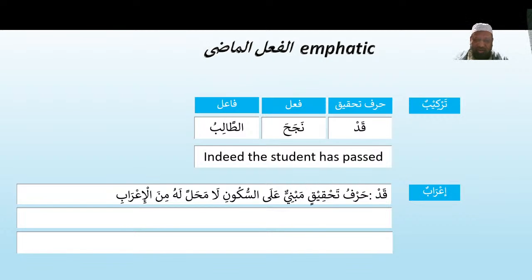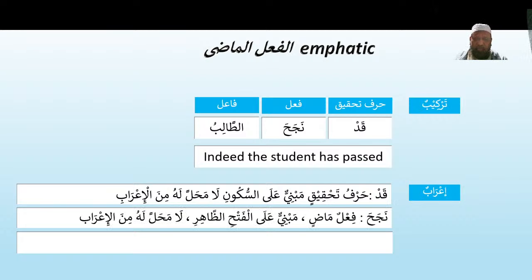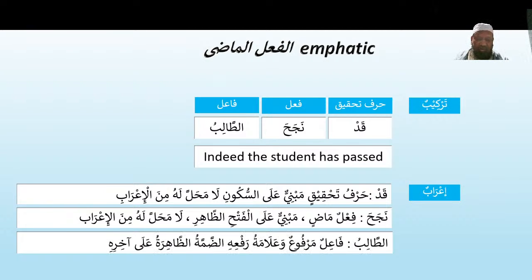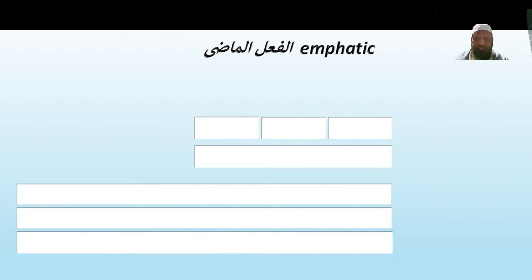قد حرف تحقيق مبني على السكون لا محل له من الإعراب, and the نجح فعل ماض مبني على الفتح الظاهر لا محل له من الإعراب. الطالب فاعل مرفوع وعلامة رفعه الضمة الظاهرة على آخره. Next example.